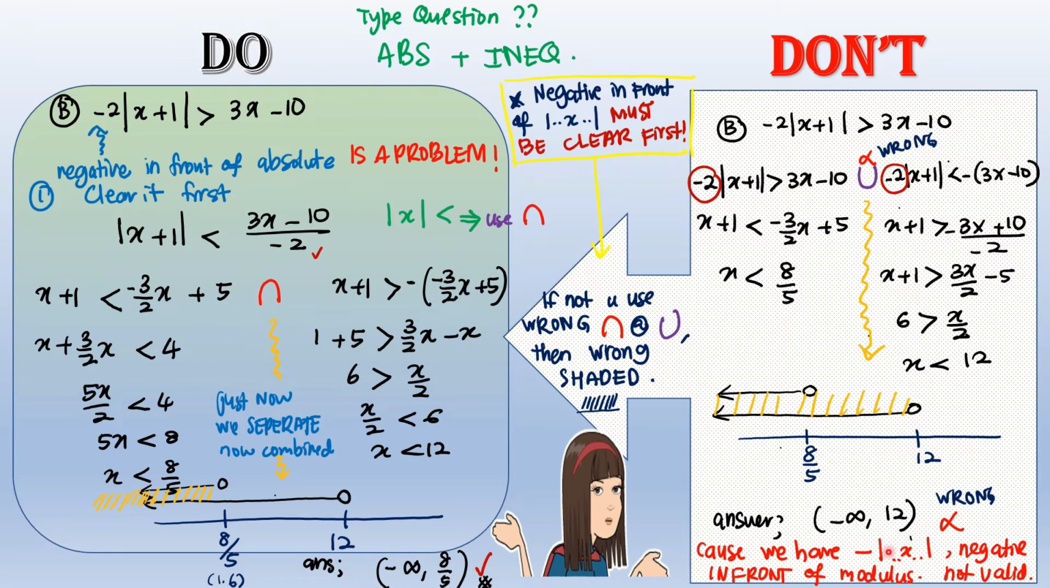It is wrong because we have a negative in front of modulus x. A negative in front of modulus is not valid, so you need to change it by making it positive first. If it is a positive constant in front of modulus x, it is okay. But if it is negative, you have to change it first, and the symbol we need to use is intersect, not union. That is the big difference between them. If you use the wrong intersect or union, that's when we will make the wrong shading. Alright, so here, remember.